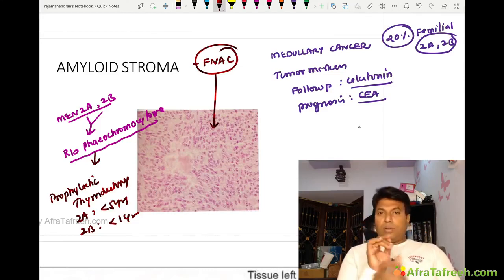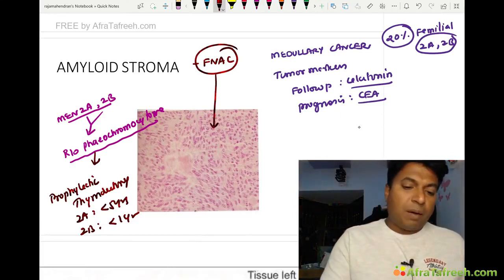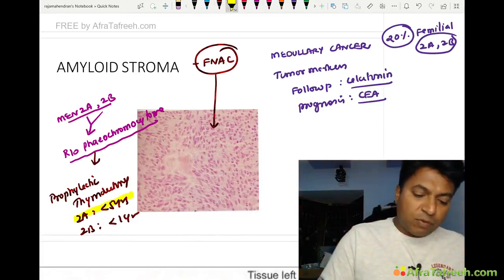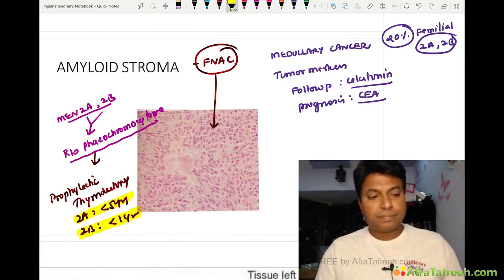Yes, we have to rule out pheochromocytoma: urinary VMA, plasma metanephrine, everything should be measured. Okay, so a MEN2A patient should be operated for thyroidectomy before 5 years. 2B is more aggressive, so you should do thyroidectomy before 1 year.